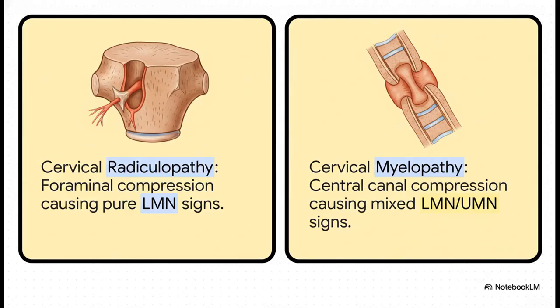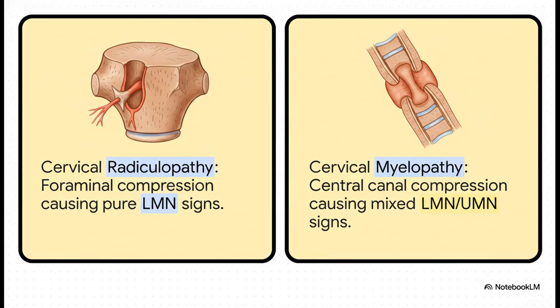Let's immediately analyze the cervical spondylotic matrix by strictly contrasting two totally different pathological processes. On one side, we've got cervical radiculopathy. This is driven by foraminal compression. Think of those osteophyte complexes literally pinching an exiting nerve root. The clinical signature here? It's pure lower motor neuron dysfunction. We're talking focal weakness, diminished reflexes, and that radiating pain strictly limited to the affected dermatome.